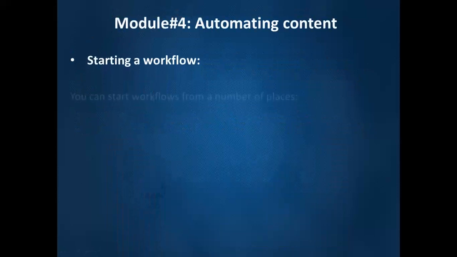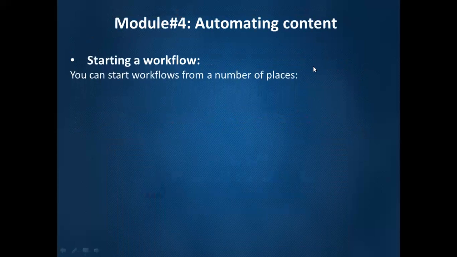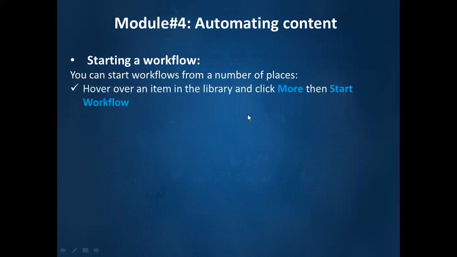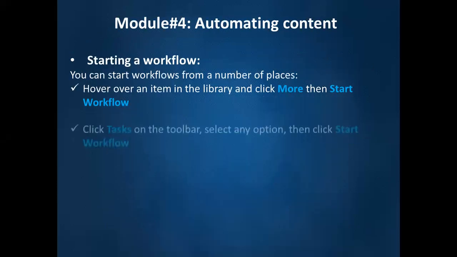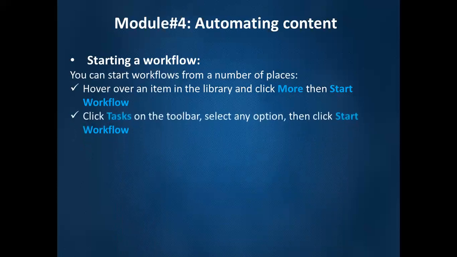Starting a workflow. You can start a workflow from a number of places. First, you can hover over an item in the library and click More, then Start Workflow. Or you can click Tasks on the toolbar, select any option, then click Start Workflow. Or you can start the workflow by clicking on Start Workflow on the My Tasks dashboard.